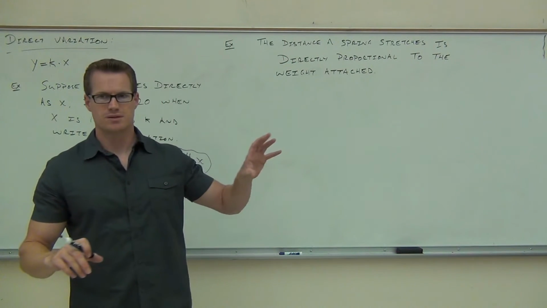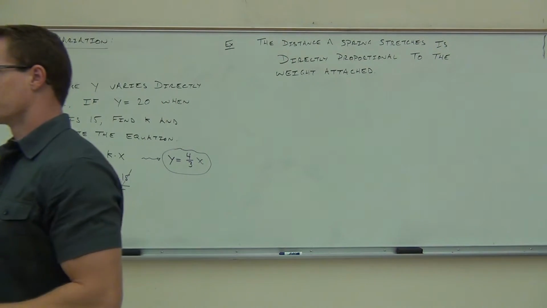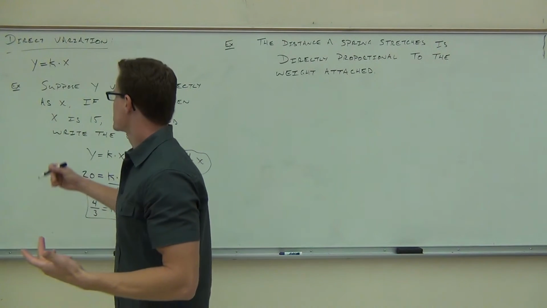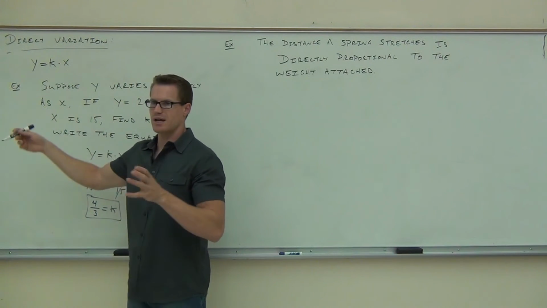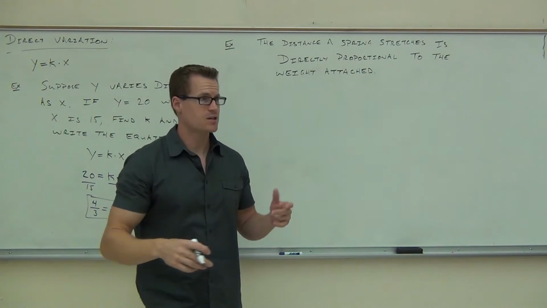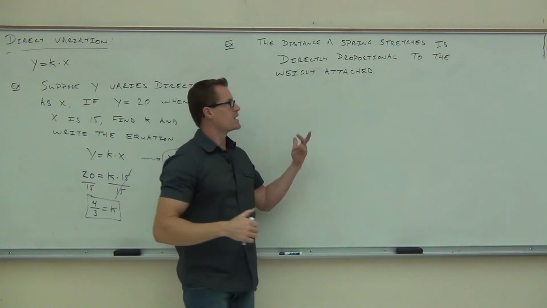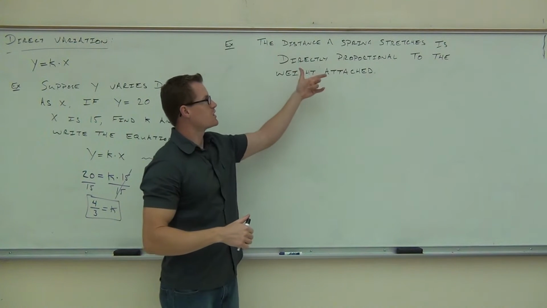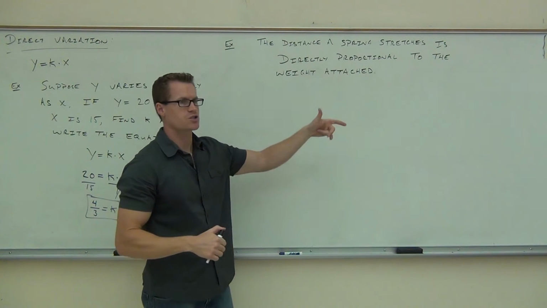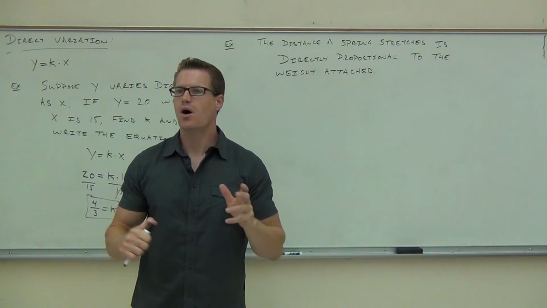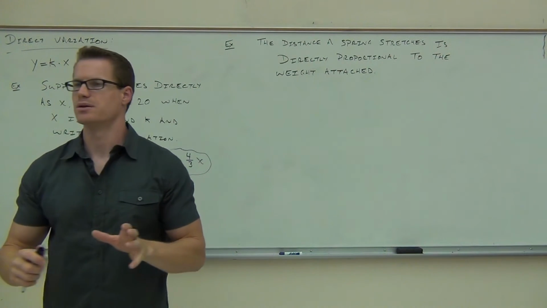Now, I told you last time, in the 5 minutes we really talked about this, that we don't always have to have y and x. Y and x are kind of some dummy variables. The idea is, if y varies directly as x, y comes first and x comes second. In our case over here, the distance a spring stretches is directly proportional to the weight attached. I don't have an x and a y. What are my two variables that I'm talking about here?